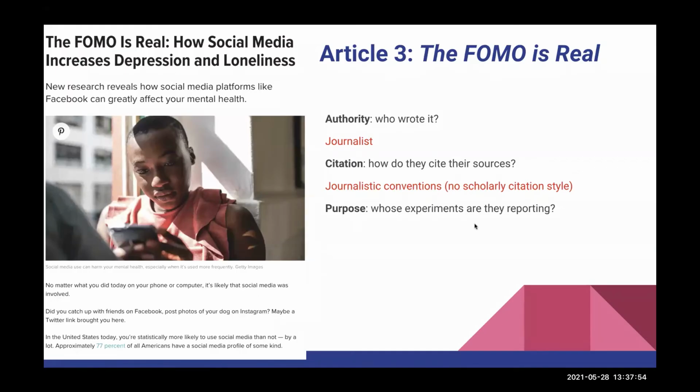Okay, purpose. Whose experiments are they reporting? Just like a literature review, a popular source like this, and this, by the way, is from Healthline, a website, sort of a consumer and news type of health resource, is informing us. They're reporting on other people's experiments. They're providing a summary, just like a literature review, but it's shorter. It's a little more of an accessible package for readers.